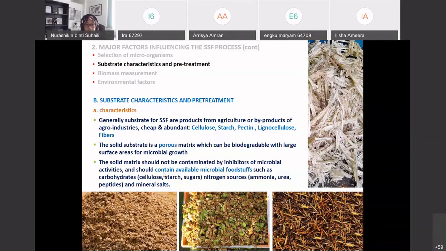Okay, and then the substrates should not be contaminated by inhibitors or of microbial activities. I mentioned about the composition, sugars, and apart from sugars, apart from the carbon sources, it must also have nitrogen sources. I forgot to mention about it. And also mineral salts, because those actually become the food to the microbes. But the point that I want to emphasize here is that it should not be contaminated by inhibitors.